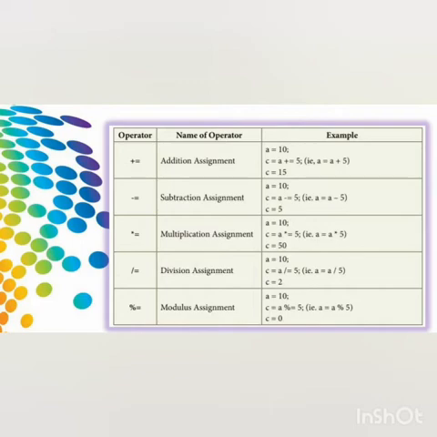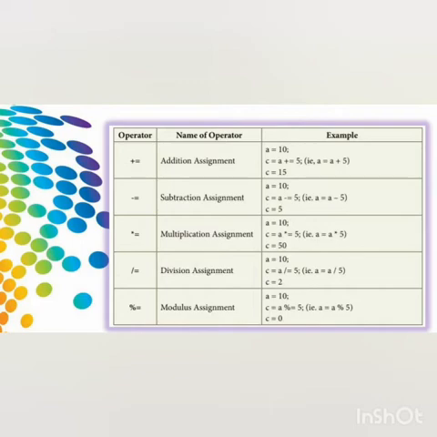Then the last operator is the modulus assignment operator. A is equal to 10, C is equal to A modulus equal to 5. This can be written as A is equal to A modulus 5. So the value of A is 10, 10 divided by 5. What is the remainder of 10 divided by 5? 0. So the value 0 will be stored in the variable A. Then after that the A value is assigned to the variable C. So now C value is 0.